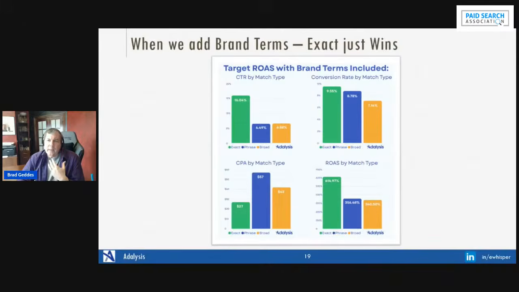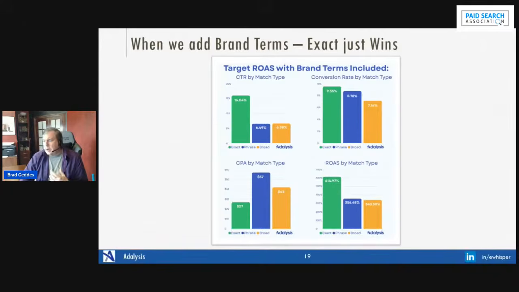Now, if we add brand terms again to our normal data set, exact just shows its power, right? Its CTR is like over double everyone else. Its conversion rate's higher. Its ROAS is not quite double, but it's close to double. So as you're getting into those high volume brand terms, that's just where exact match is still by far the best match type. And even if you want to use broad, you should still add things in exact match for your impression share data, quality score analysis, and so forth.